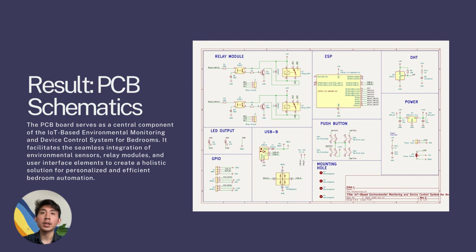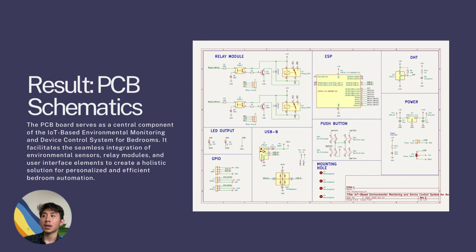First, on the top left of the schematic, we have the relay module. Here we use two pieces of one channel relay module, and the function of this relay module is to allow the actual lamp to be controlled with our system. Next, we have the output LED below. So actually, we can use an actual lamp, but for easy prototyping, we use an LED output because it's easier to prototype.